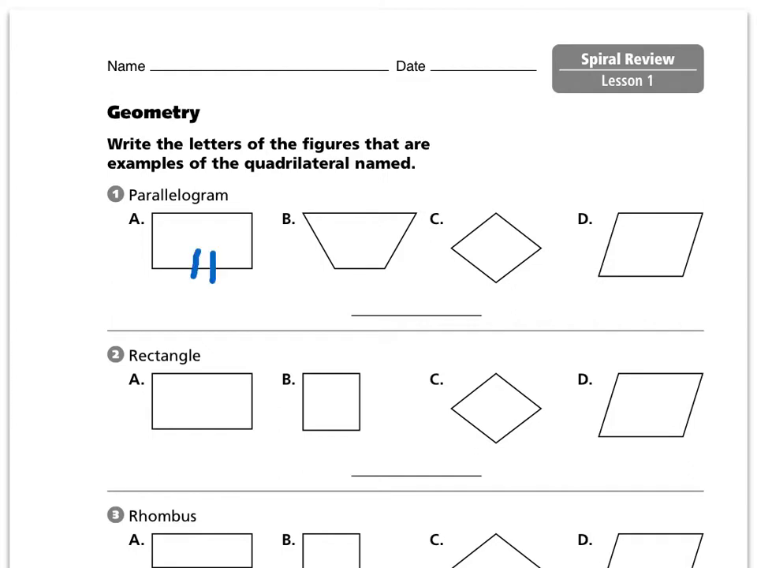So I know that this one and this one are parallel, and I know that this side and this side are parallel. So A would go on the line. For B, I know that this top and bottom are parallel, but the sides are not. They will run into each other. They're intersecting. For C, I know that this line is parallel with this, and this line is parallel with this. I know that letter C is a parallelogram.